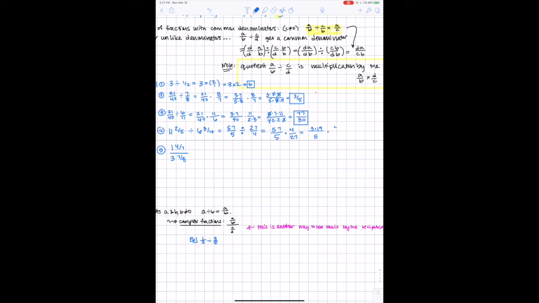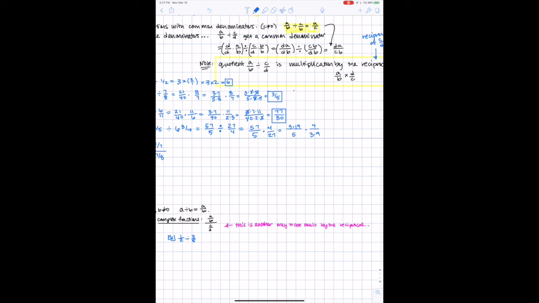And just leave this as 4. And this is 3 times 3 times 3, or 3 times 9, however you want to write it. Okay, and so my 3's do cancel. So 19 times 4, just multiplying my numerators, is 76. And 5 times 9 is 45.